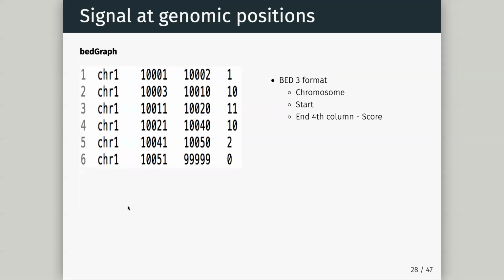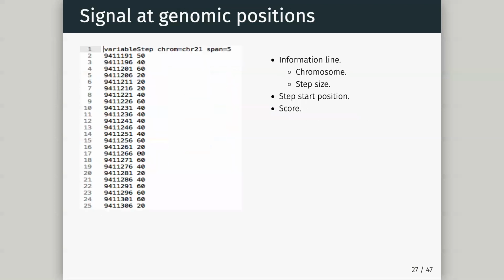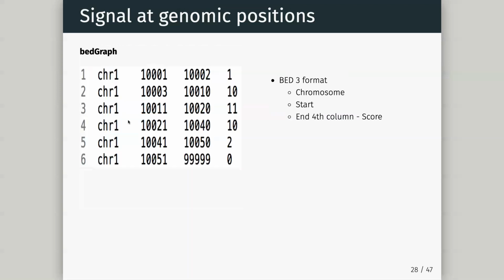Bed graph makes a lot more sense if you have sparse data, because you can imagine no matter how deep you sequence, you're going to get lots of zeros. I just don't have reads in that particular region. It's going to be a 0. Bed graph accounts for this much more sensibly by having true variable step. And it's basically a bed 3 with one additional column, which is the score.